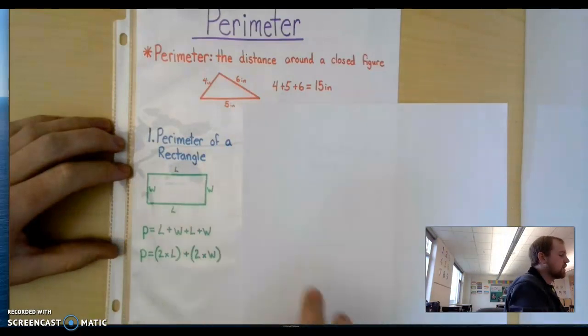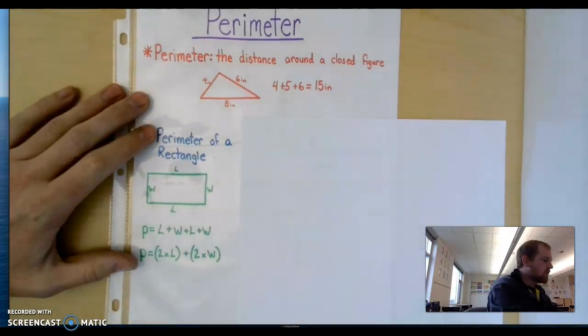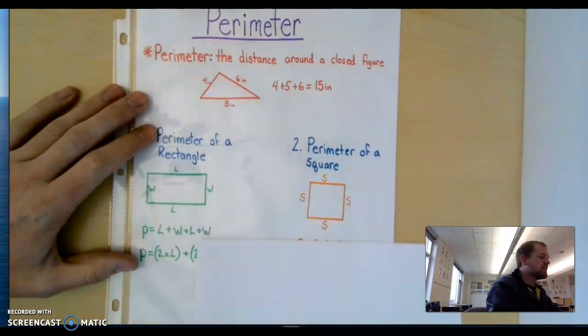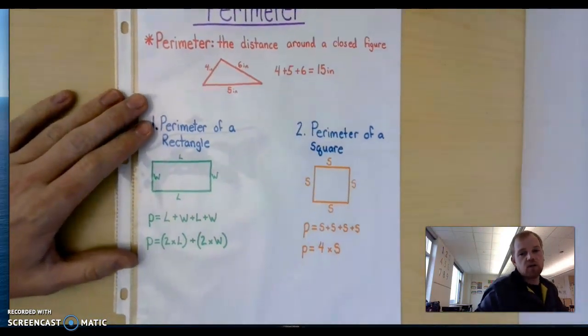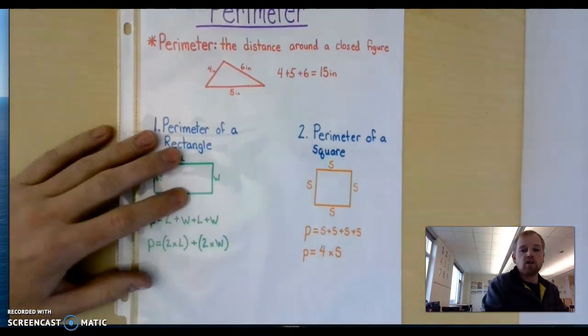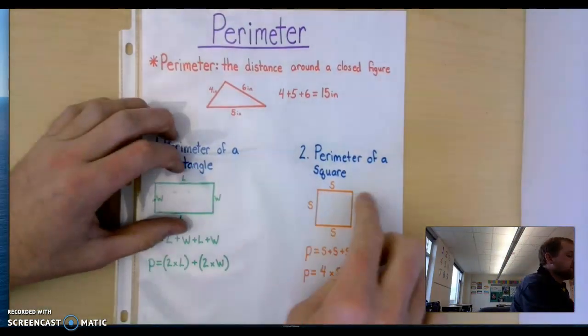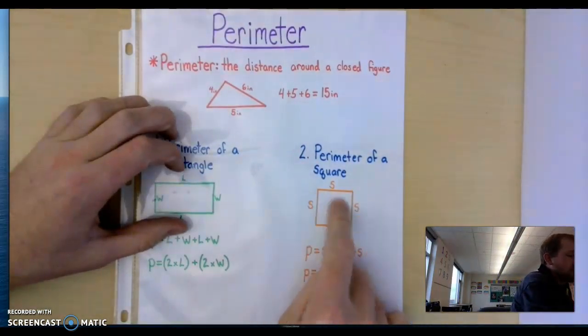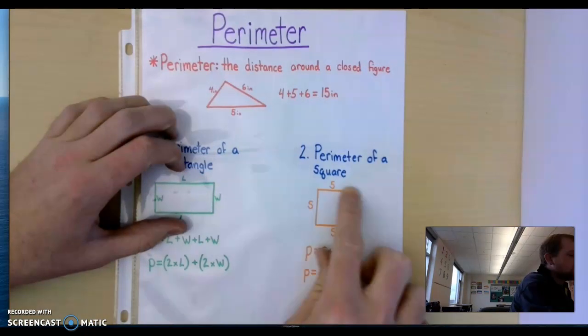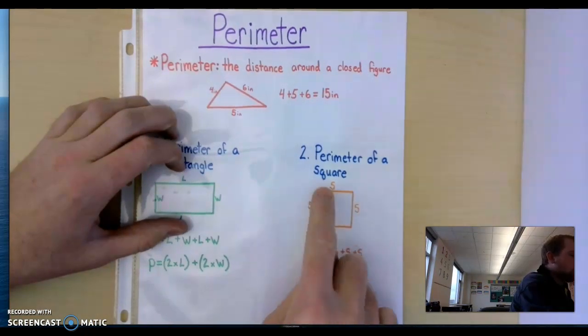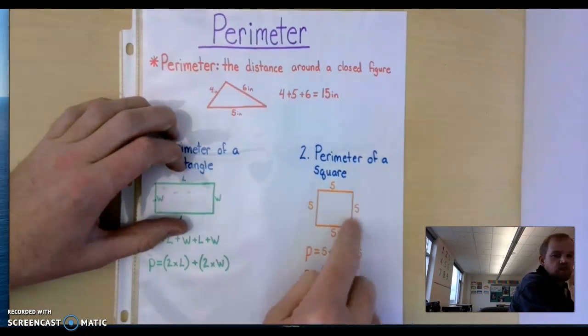They are equal, the same. Our next special shape is a square, so the perimeter of a square. What we know about squares is that all sides are the same length. So in this one, we have all sides being S. In a square, every side is the same length. If this is 4, all of them are 4. If this is 5, all of them are 5.